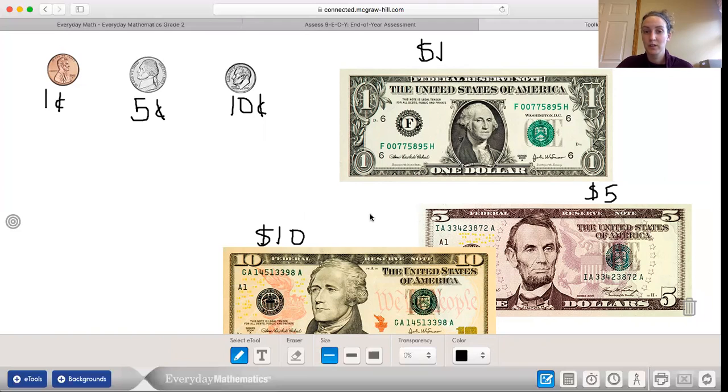That is the money we're going to learn today. If you have a chance and have some of these at your house, take a look at them. See if you can quiz people at your house if they know how much each coin or each bill is worth.